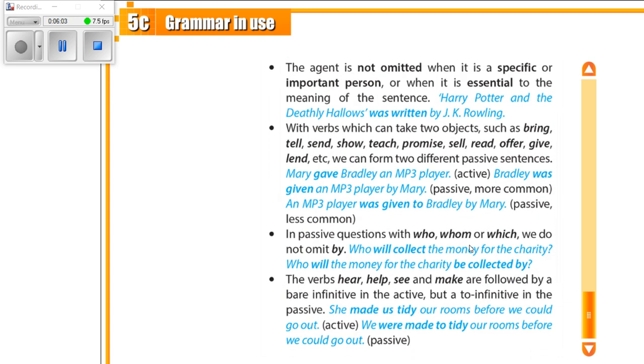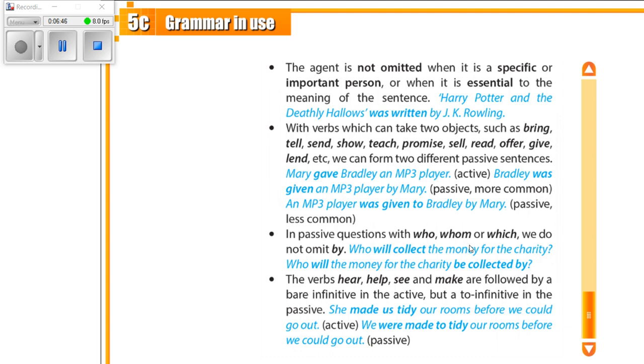We have some verbs that take two objects, like bring, tell, send, show, teach, promise, sell, read, offer, give, lend, etc. We can form two different passive sentences. When we have an active one, Mary gave Bradley an MP3 player, we can say Bradley was given an MP3 player by Mary. This is one, and this is the more common one. Or an MP3 player was given to Bradley by Mary. This is less common.